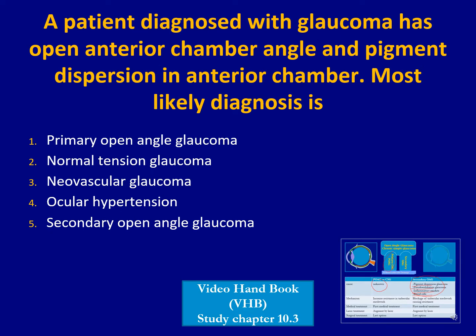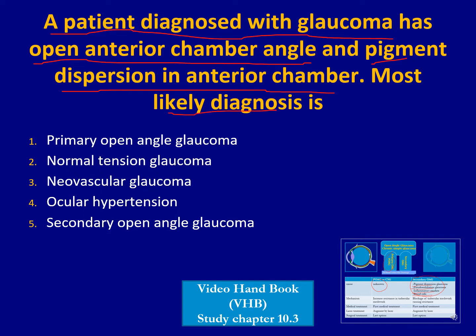Next MCQ. A patient diagnosed with glaucoma has an open anterior chamber angle and pigment dispersion in the anterior chamber. Most likely diagnosis is primary open angle glaucoma, normal tension glaucoma, neovascular glaucoma, ocular hypertension, or secondary open-angle glaucoma.